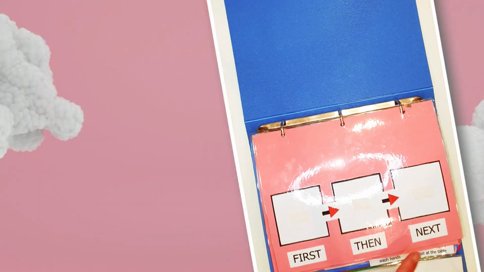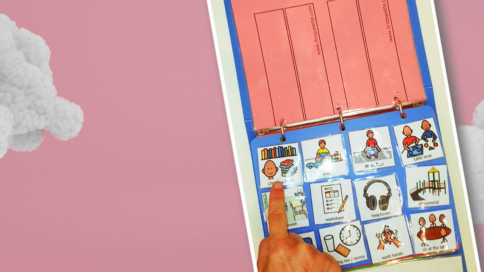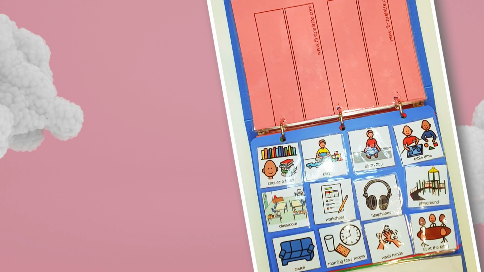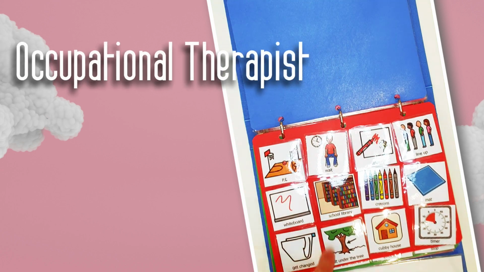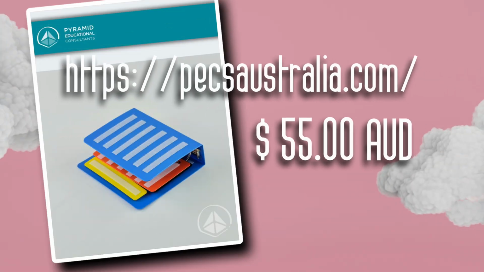So where did this book come from and how does it work? And how do you make one? We actually got this book with the plastic pages through our occupational therapist, but you can purchase them for $55 from this website, and they come with Velcro on the pages already.